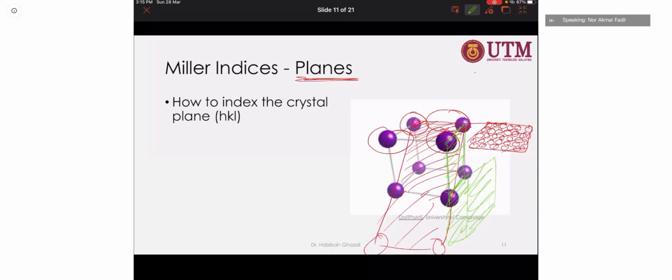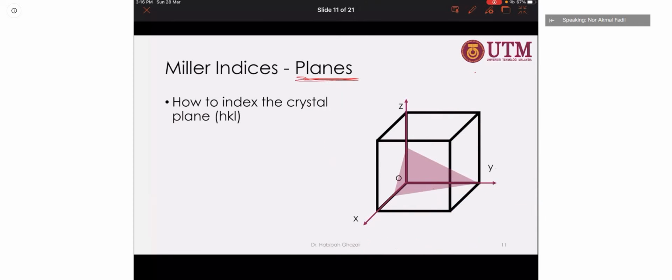So let's say this is a cubic structure and we have this plane. Now how to index this plane? They need to index so that they can characterize the structure. So now we forget about the application first and look at the method of how to give an index to a plane.